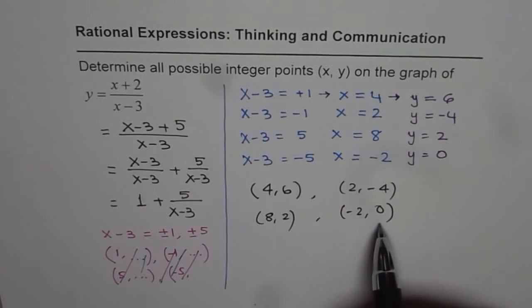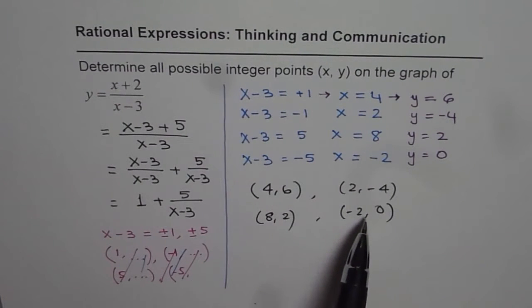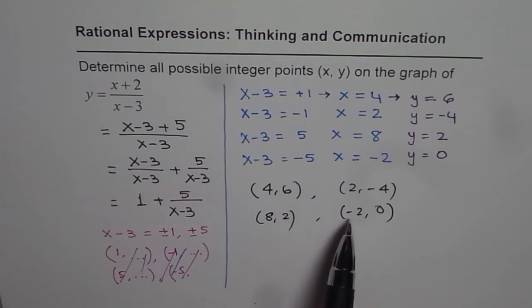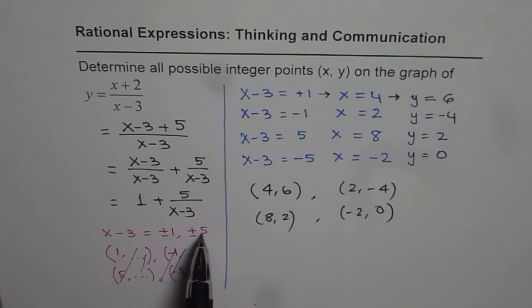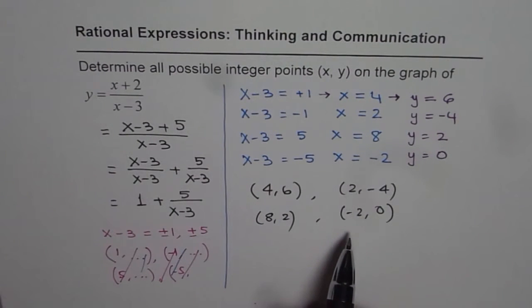So the important thing here is there are 4 points which will have integer values. The reason is that 5 has only 2 factors, 1 and 5. So plus and minus of these factors will return us the integer value. So that is our answer. Do you see that? So these are all the possible integer points on this graph. All other points on this graph will have fractions or rational values. I hope you understand. Thank you and all the best.